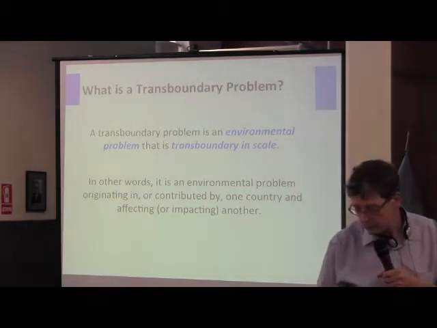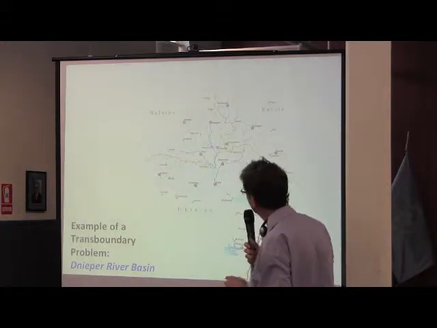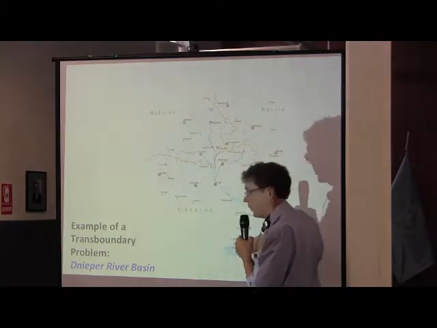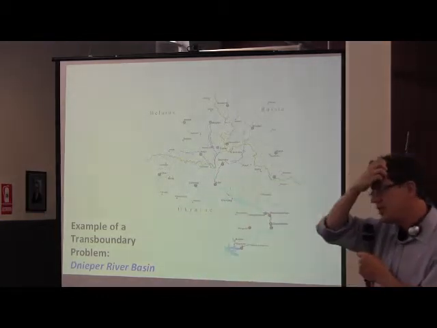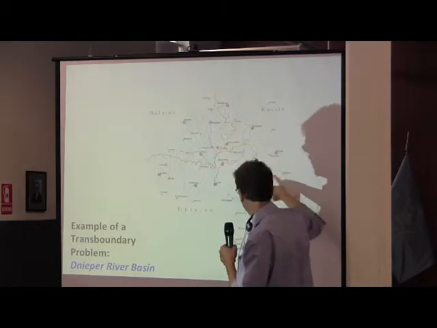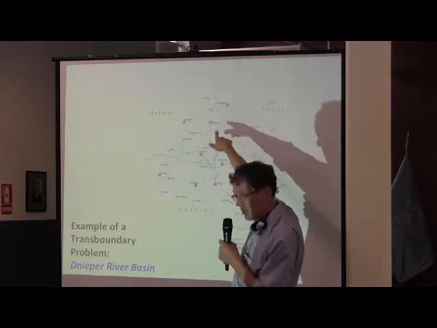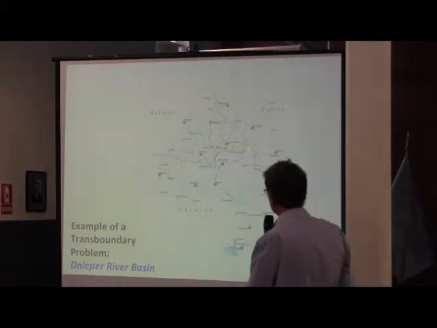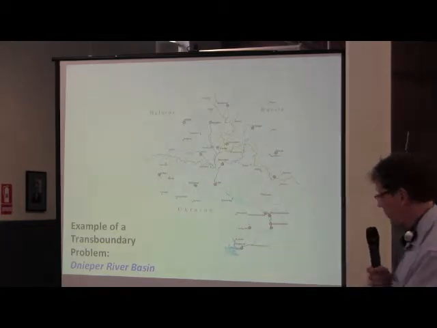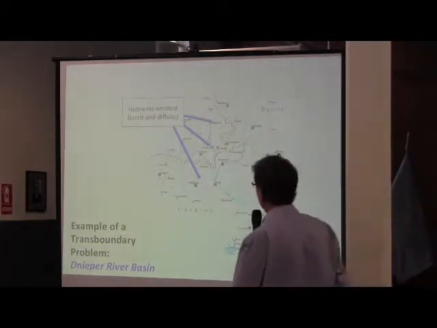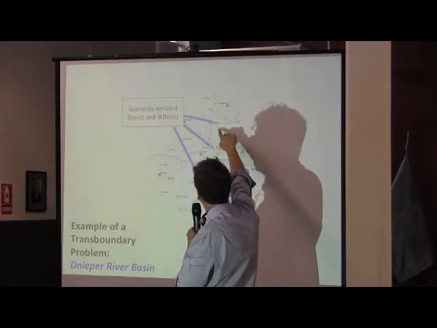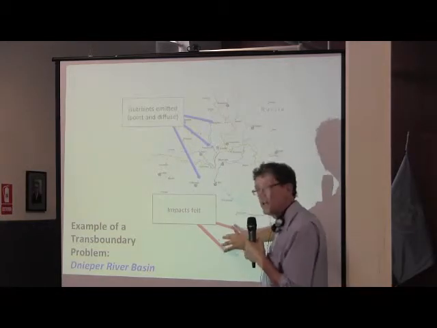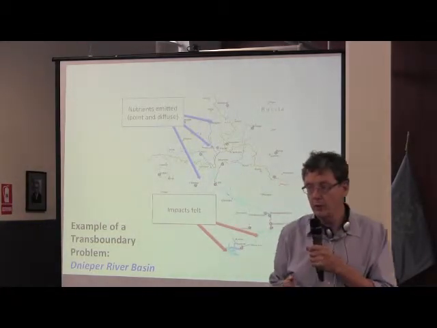Transboundary environmental problem. So I've got a couple of examples. Not a very good slide. This is a river. This is the river Dnipro, which rises in Russia, goes through Belarus, then into Ukraine, and then into the Black Sea. So, a classic example of a transboundary problem from a river perspective, which is very easy to explain, is nutrients are emitted in upstream countries and the impacts are felt in a downstream country. Classic example of a transboundary problem.